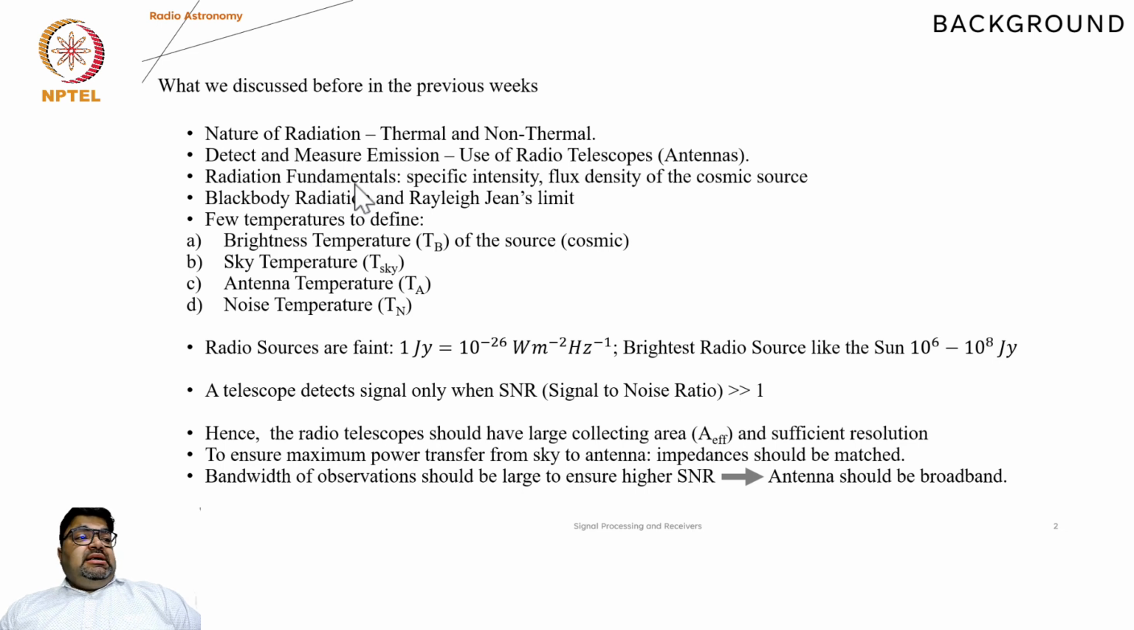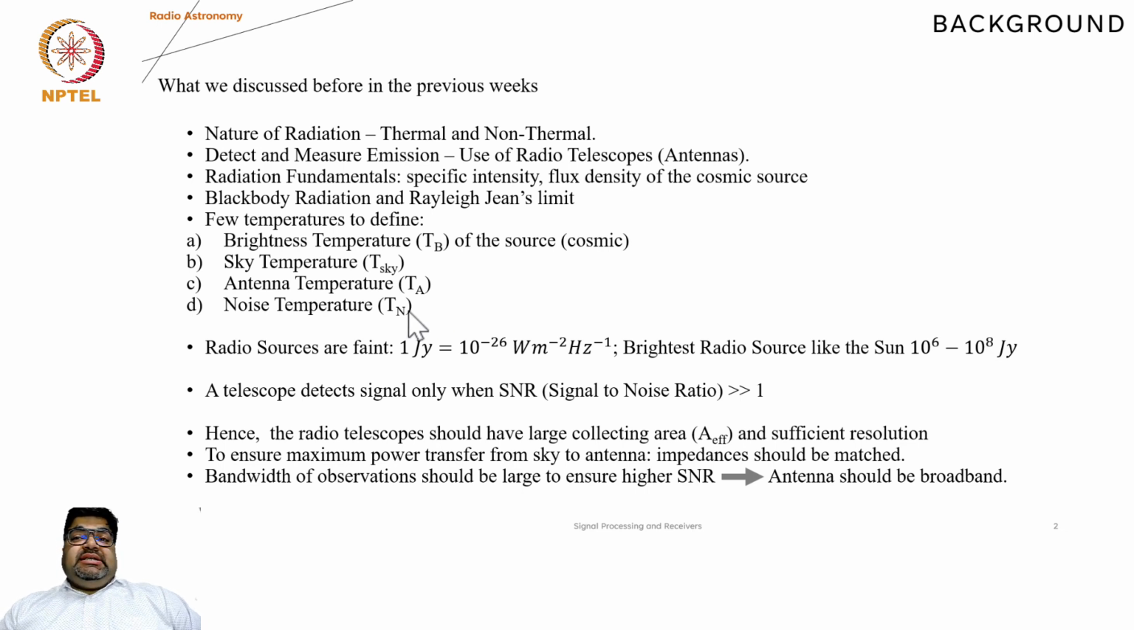We also studied key radiation fundamental quantities like specific intensity and flux density of the cosmic sources. In particular, we understood black body radiation and the Rayleigh-Jeans limit. We also defined a few specific temperatures relevant to this particular course. One of them is the brightness temperature, which is a product of the Rayleigh-Jeans limit, directly proportional to the specific intensity. The sky temperature in the same line, the antenna temperature, and the noise temperature.